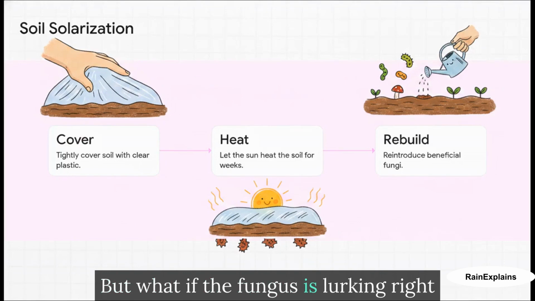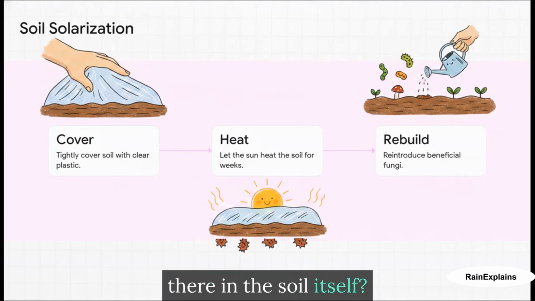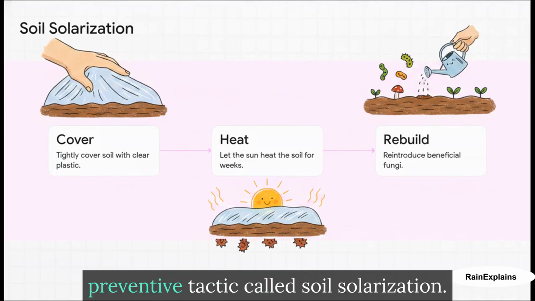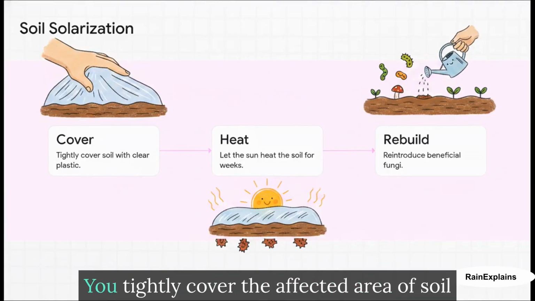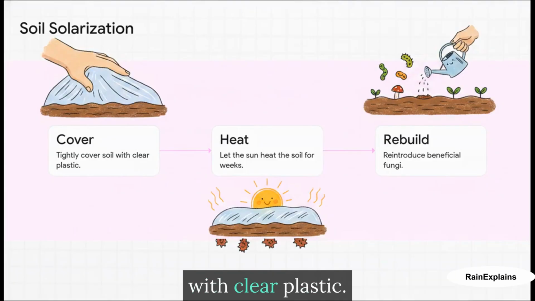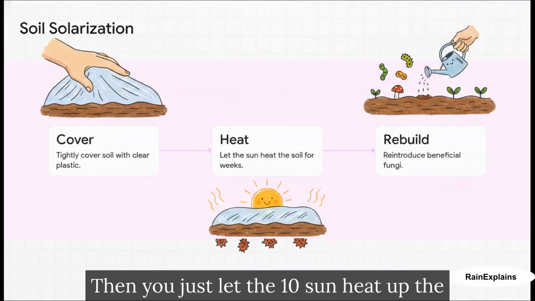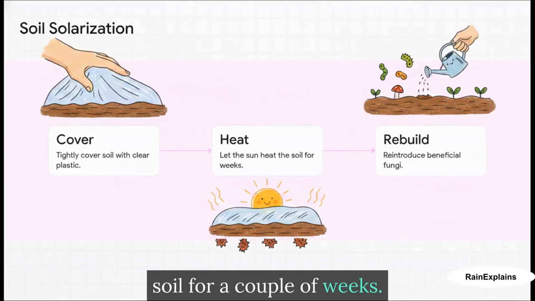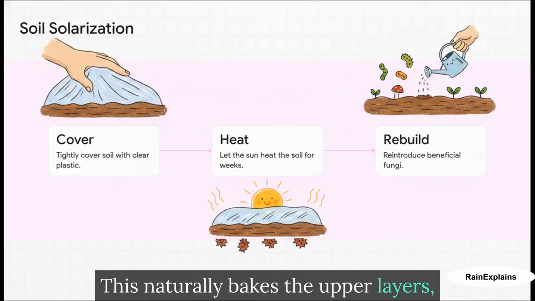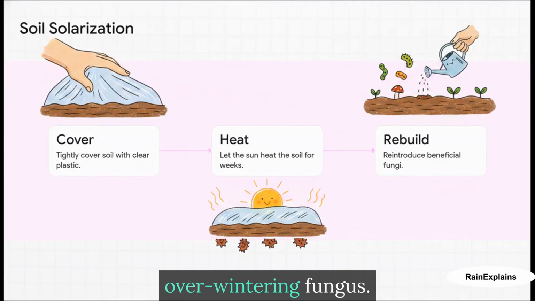But what if the fungus is lurking right there in the soil itself? Well, you can use a heavy-duty preventative tactic called soil solarization. It's pretty cool, actually. You tightly cover the affected area of soil with clear plastic. Then you just let the intense sun heat up the soil for a couple of weeks. This naturally bakes the upper layers, dramatically reducing the amount of overwintering fungus.